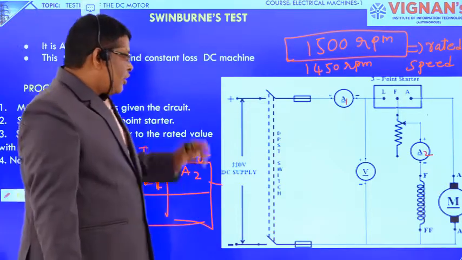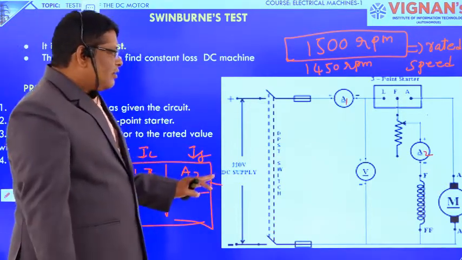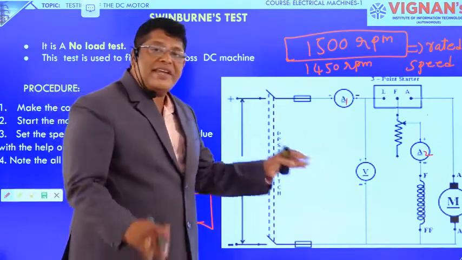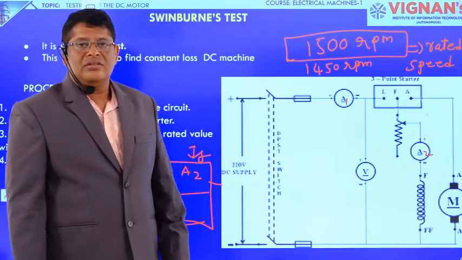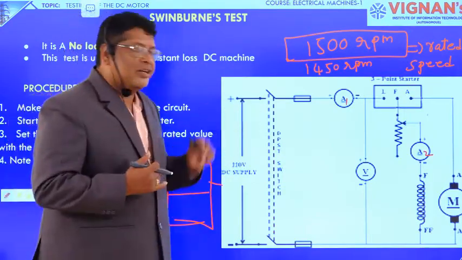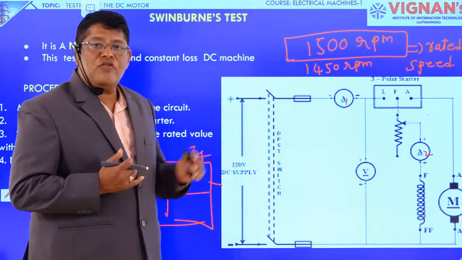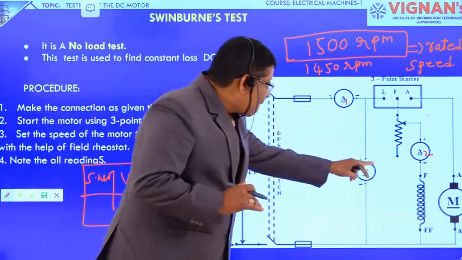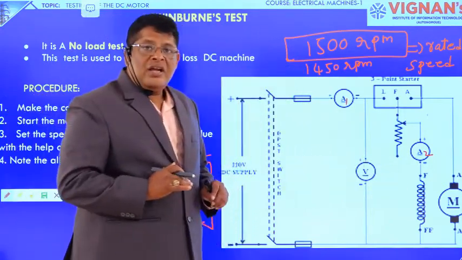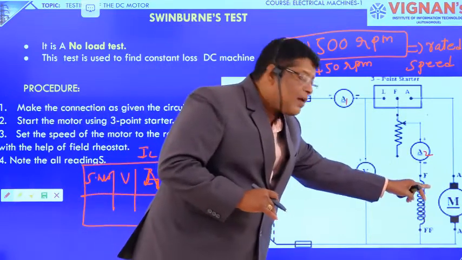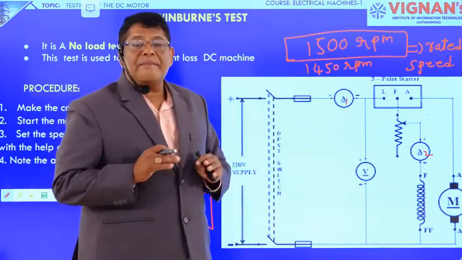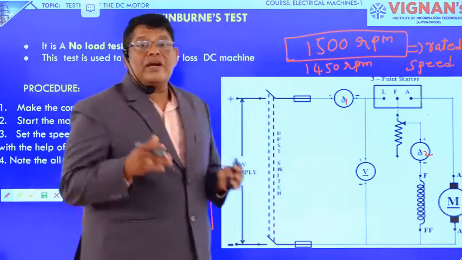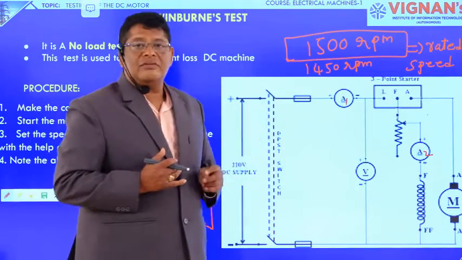Now come to the circuit diagram. See here, we have not applied any load on the motor, but the motor is taking some amount of power. How will this power be utilized in the motor? Some amount of power will be wasted as field copper loss, and some amount as armature copper loss, and the remaining power goes to supply the constant losses in the motor, because we have not applied any mechanical load on the motor.